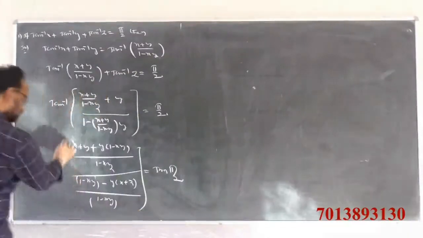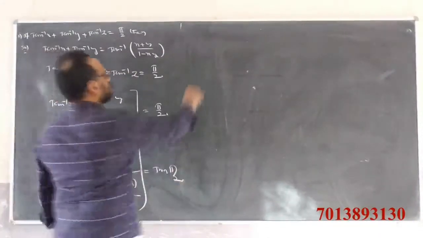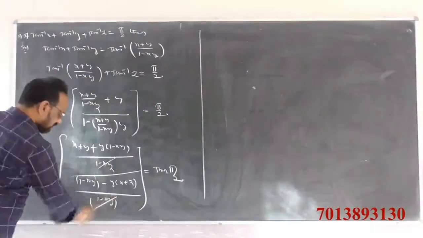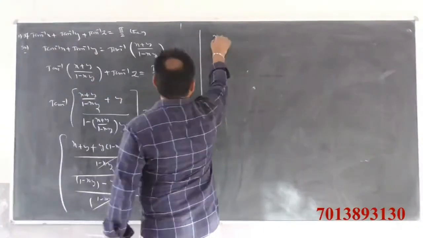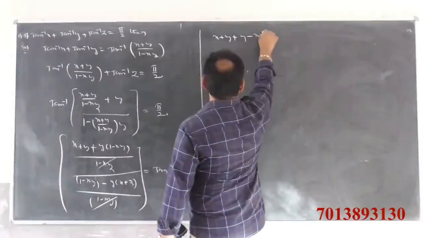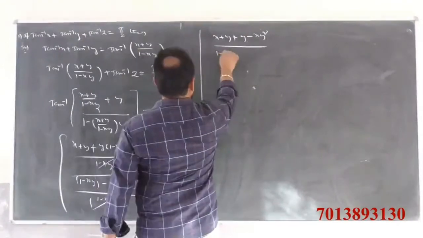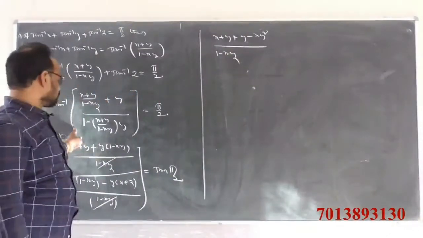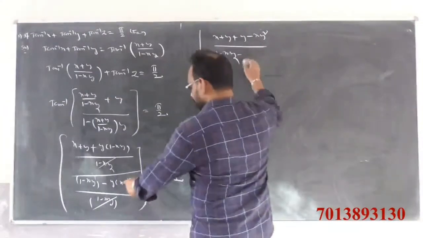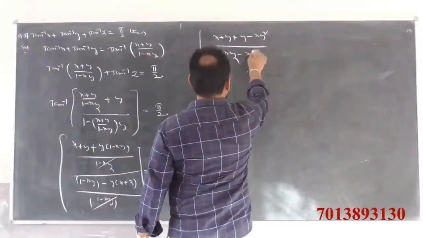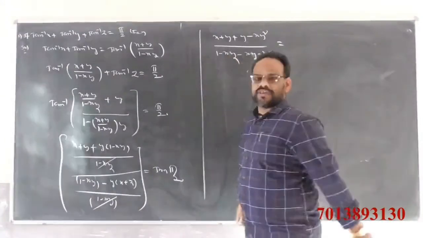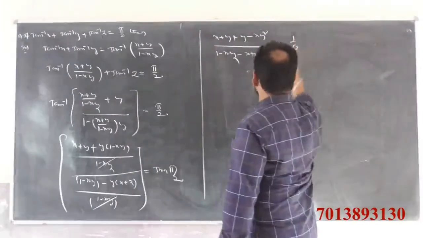Is equal to how much? Tan pi by 2. How do we know that? Tan pi by 2 value does not exist. So 1 minus xy gets cancelled. We get here x plus y plus z minus xz minus yz by 1 minus xy minus xy into z, is equal to tan 90, value does not exist. Means if you take 1 by 0, value does not exist.